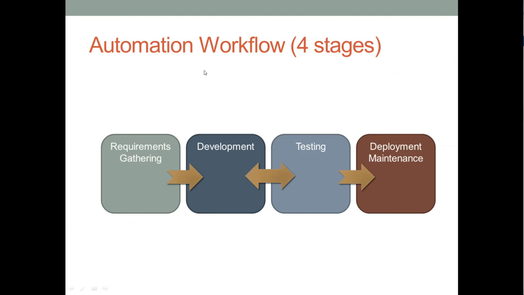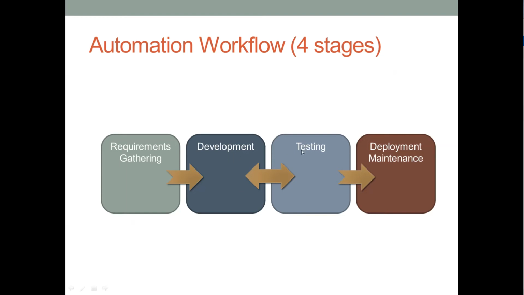Well, we like to say that automation is a workflow. We like to think of automation in a workflow, and we generally think that there's four stages. The first is requirements gathering. So that's gathering all the requirements of what the automation needs to do. The next stage is development. So that's developing all the code that you're going to be writing.